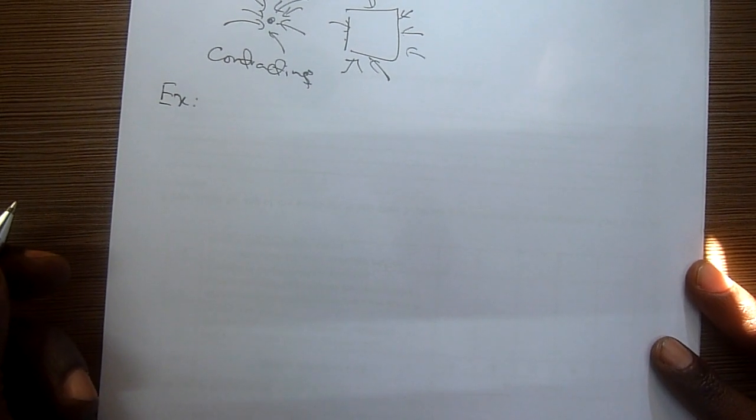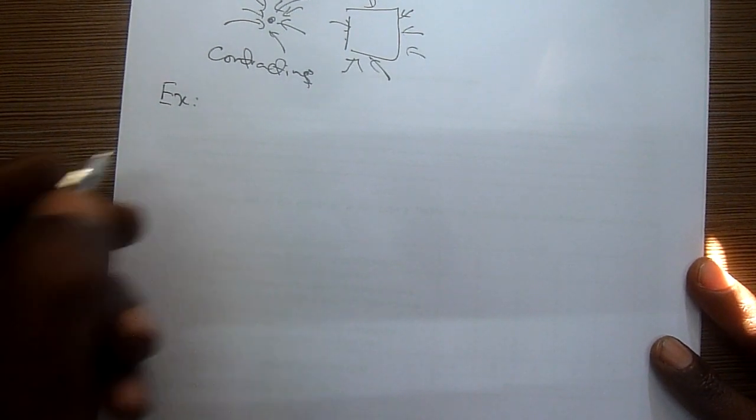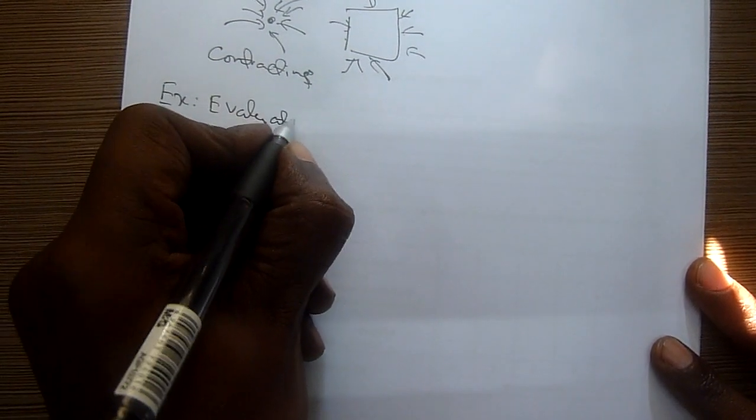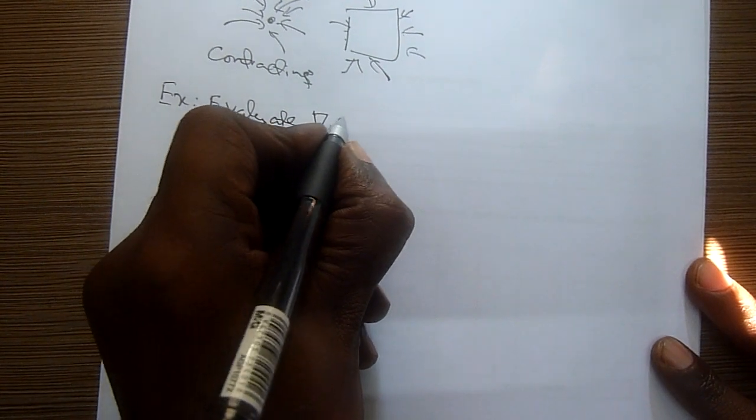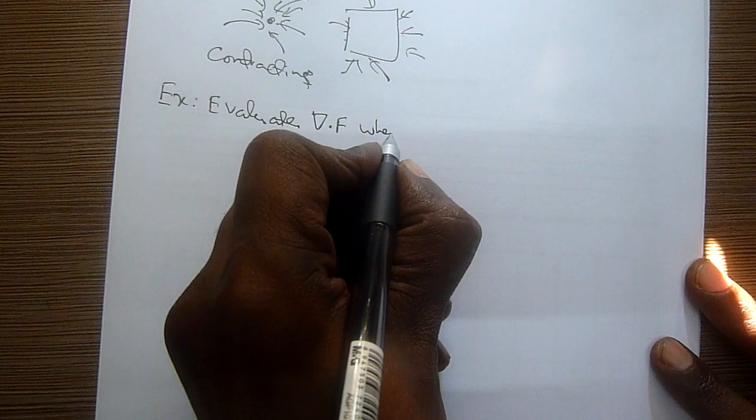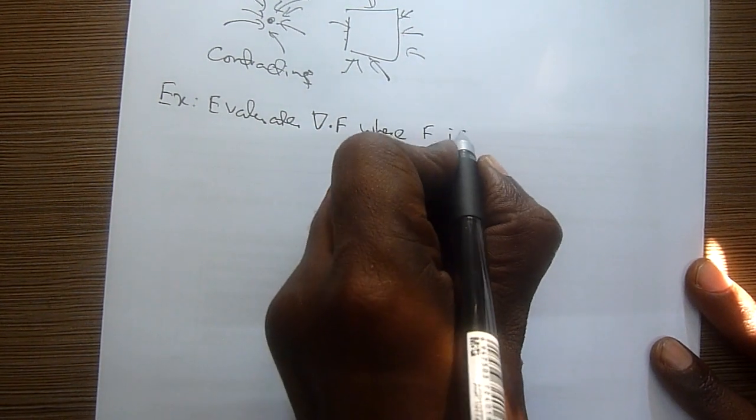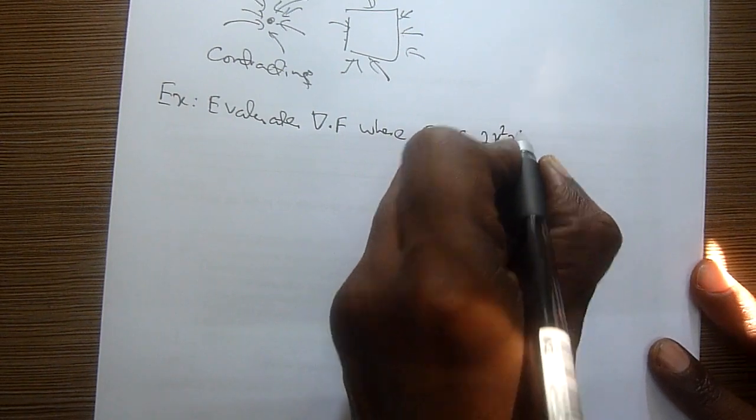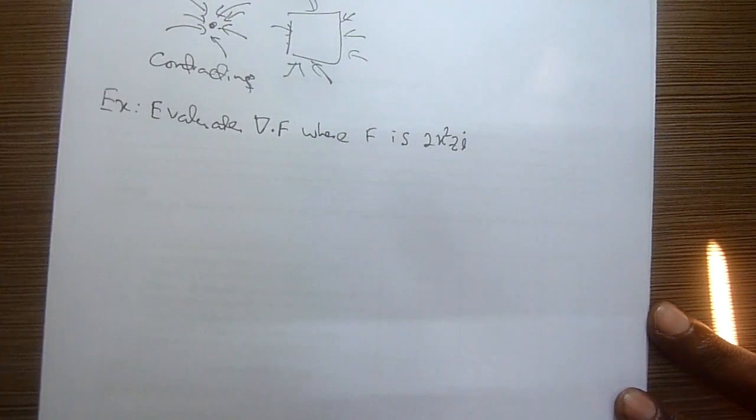Let me give you the example. The example is very straightforward. Evaluate div f, the dot product with f, where f is 2x^2 zi. I don't know whether you all can see.